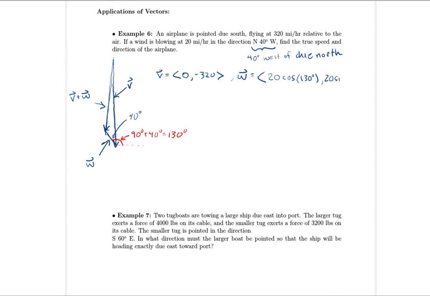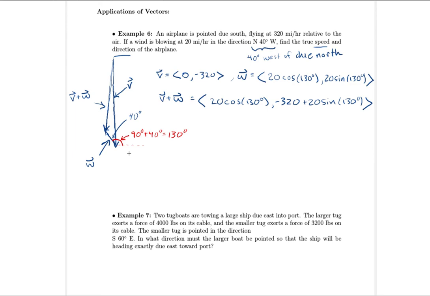That's the number that we place in for our angle here. And then 20 times the sine of 130. All right, and so we want to add these together, V plus W. So 0 plus 20 times the cosine of 130 degrees, and then negative 320 plus 20 times the sine of 130 degrees. So this is the vector V plus W. But let's think about what it asks for. What is the true speed and direction? So what's the speed going to be?